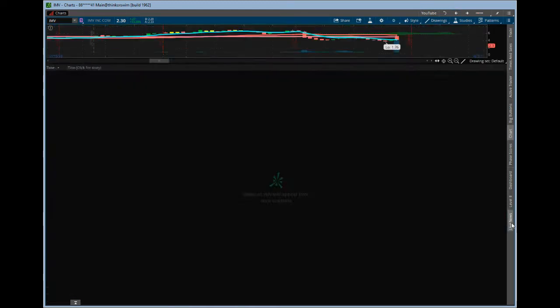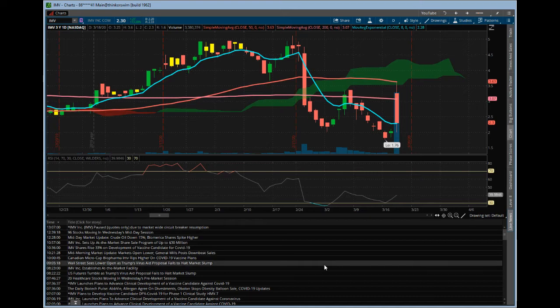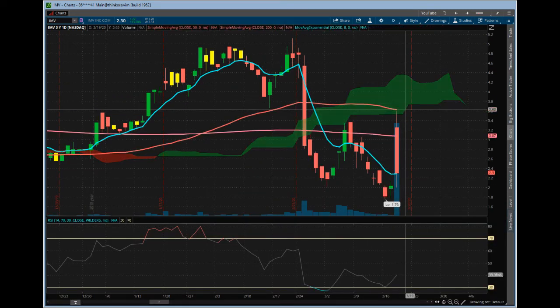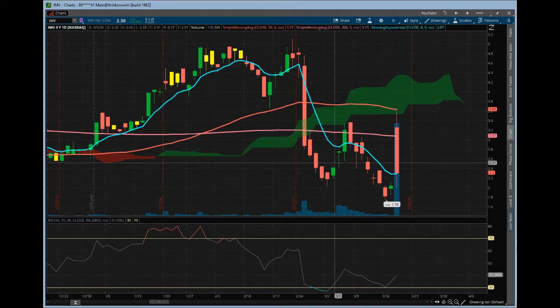Let's see, did it get any news? It launches plans to advance clinical development of a vaccine for COVID-19. So yeah, possible corona play on this one. Definitely want to keep an eye on it. It's starting to get some interest, and thanks for bringing that one to our attention. Really appreciate that one. Anil, what's going on now?